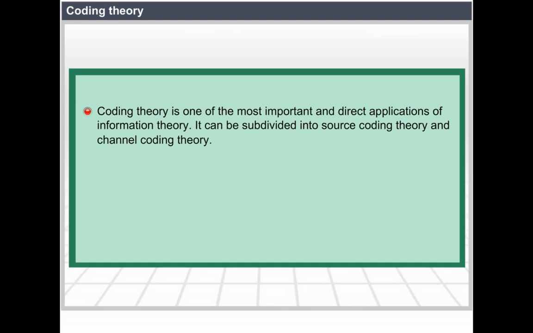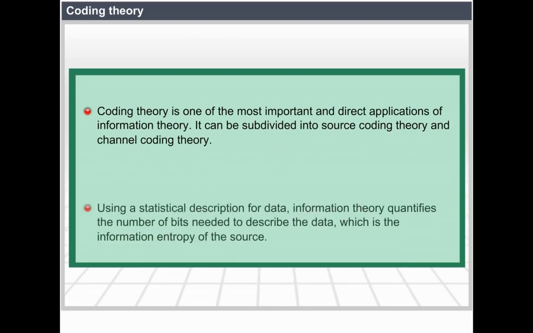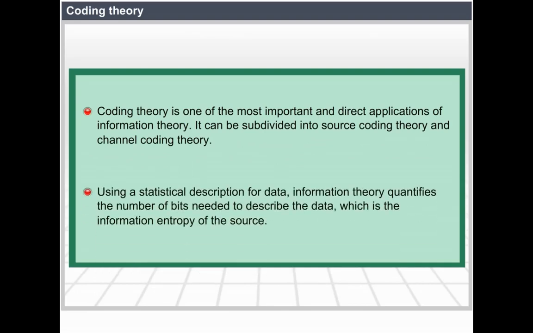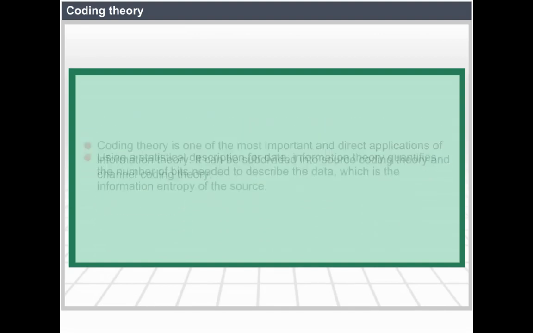Coding theory. Coding theory is one of the most important and direct applications of information theory. It can be subdivided into source coding theory and channel coding theory. Using a statistical description for data, information theory quantifies the number of bits needed to describe the data, which is the information entropy of the source.